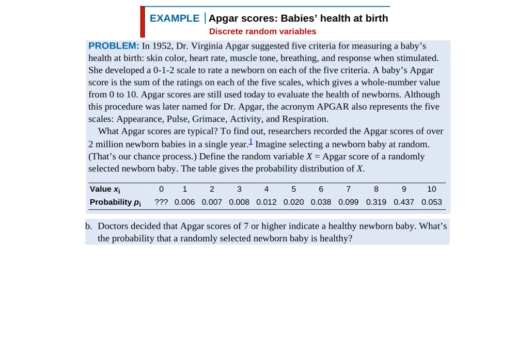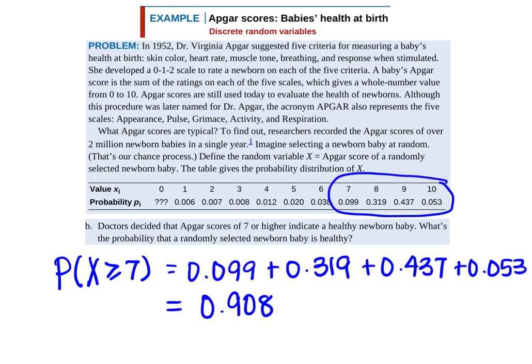Part B says, doctors decided that Apgar scores of 7 or higher indicate a healthy newborn baby. So let's find the probability that a randomly selected newborn baby is healthy. This is that boundary situation where we have x is greater than or equal to 7, because a score of 7 or higher means 7, 8, 9, or 10. So I'm going to add up the probabilities for 7, 8, 9, and 10 and figure out the probability of selecting a healthy newborn at random. When I add up all 4 of these values, I get 0.908, so 90.8%.